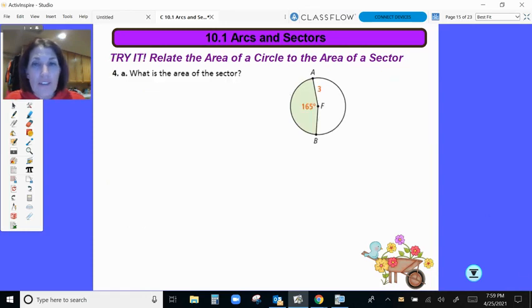Okay, so you might want to try this one. Just pause the computer for a moment and try this problem here and see how you do.